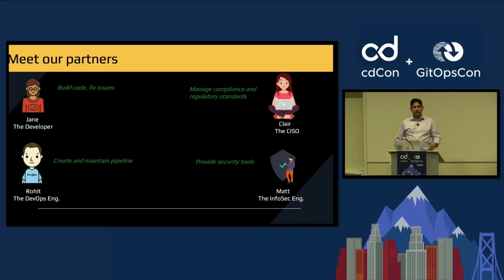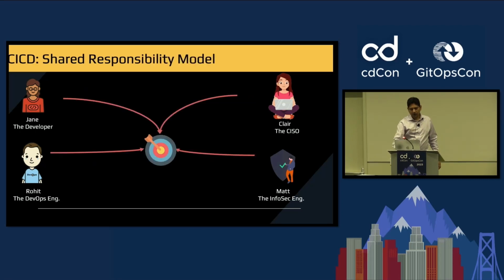The InfoSec engineer is looking at the design and implementation and even the management of the different security controls and different security tools, to make sure that developers and the whole pipeline have the required tools and controls. So after talking about the different personas, let's talk about the different types of CI/CD pipelines that we may have.